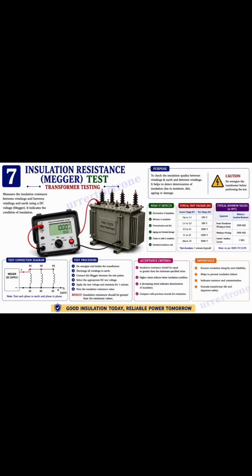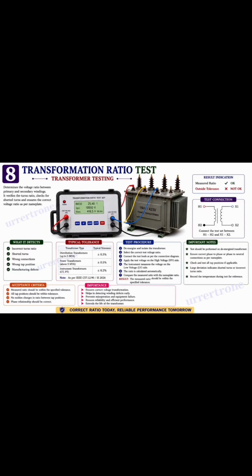7. Insulation resistance (Megger) test. This is essentially the same as the IR test, test number 1. Difference. IR test is general terminology. Megger test is named after the test equipment. Common test voltages: 500 V, 1000 V, 2500 V, 5000 V. 8. Transformer ratio test. Transformer ratio test and turns ratio test are the same test. Its purpose is to confirm transformer voltage ratio matches design value. It ensures correct voltage transformation and tap changer accuracy.